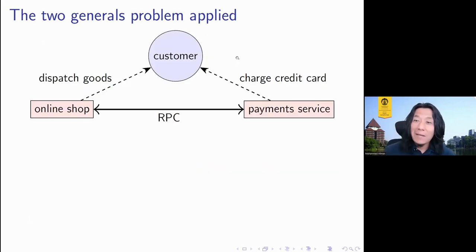Okay. Let's apply this Chinese general problem to our online shop application scenario from the first slide. Let's assume the city is the customer. The online shop will dispatch the goods to the customer if and only if the credit card is charged. Charging the credit card will be done by the payment service. Dispatching goods will be done by the online shop. How can the online shop know that the credit card has been charged by the payment service? This is the illustration of the Chinese general problem in relation to the online shop application scenario.